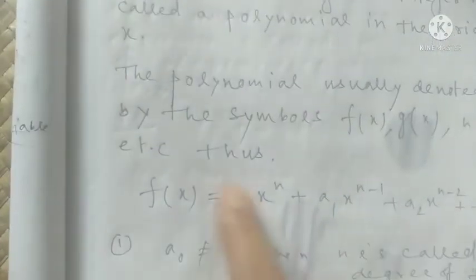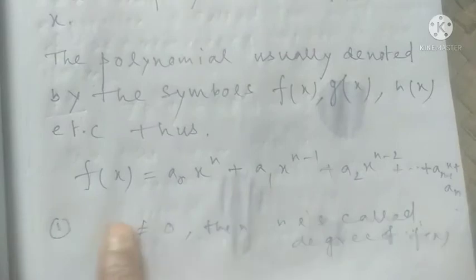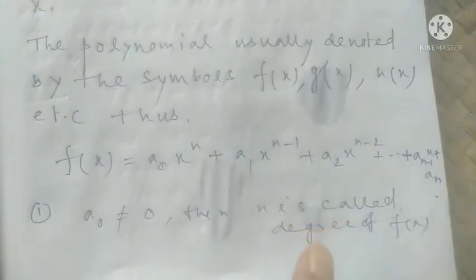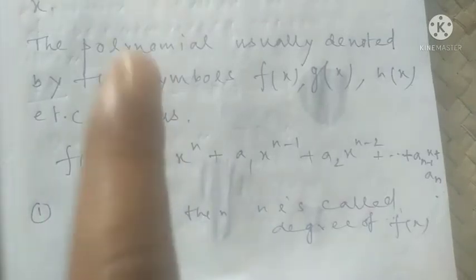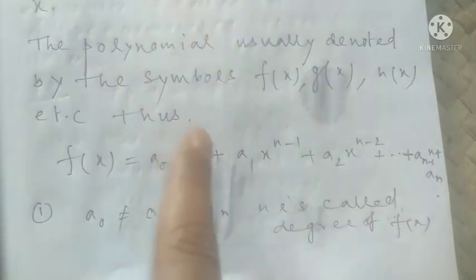Okay, so again we have to write f of x equals a0 x to the power n plus a1 x to the power n minus 1 plus a2 x to the power n minus 2 plus an minus 1 x plus an. Okay, so where in this expression a0 is not equal to 0, then n is called the degree of f of x. Because if your a0 is 0, at that time x to the power n will vanish. So that's why if a0 is not equal to 0, then you can say the degree of this expression is n.